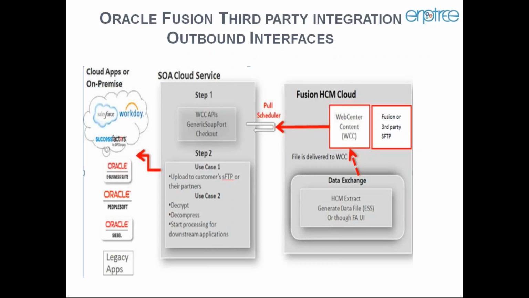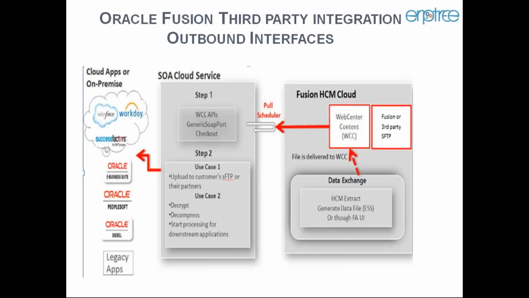Okay. So now we will go with the outbound interface, how we do the outbound integration with Fusion. Let's suppose we have created some interface using the HCM extract, which basically places the file on the UCM folder and then the Fusion third party SFTP. We can even encrypt the file while doing the extraction from Fusion and placing the file into the UCM or the third party SFTP.